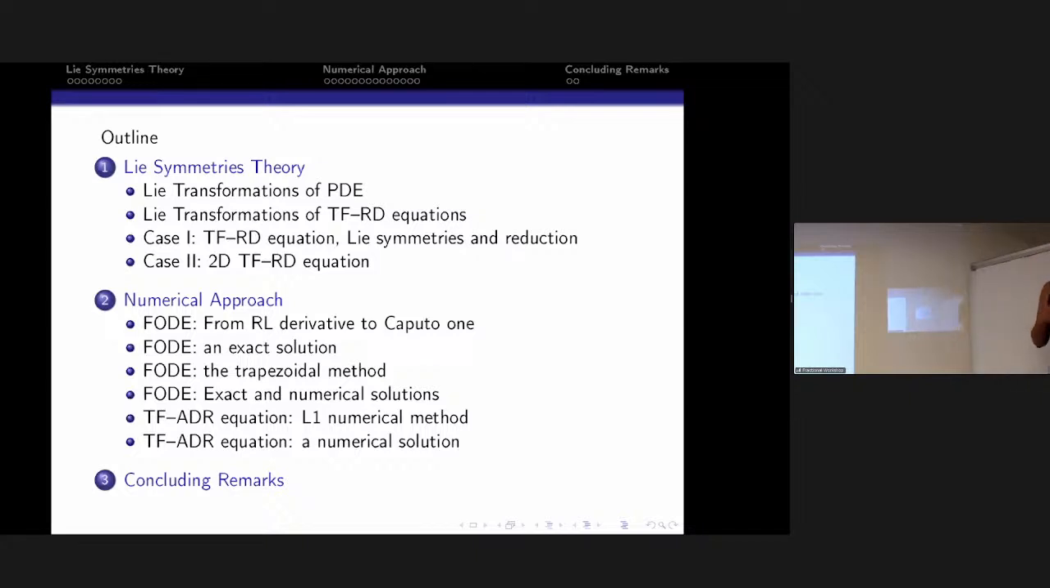This is the outline of the talk. It can be divided into different parts. In the first one, we briefly show the Lie symmetry theory that we apply to reduce the original fractional differential equations into new fractional differential ones. In particular, we present two different cases: the time-fractional reaction diffusion equation in one-dimensional space and in two-dimensional space. In the second part, we present a numerical approach for when it's not possible to analytically solve the reduced new fractional differential equation. We propose numerical methods that depend on the kind of equation that we obtain.